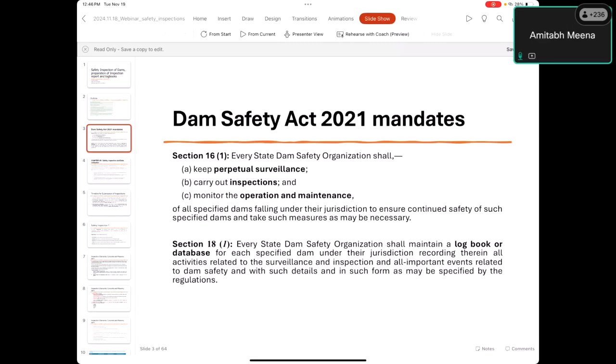Section 31 is specific to inspections only. It gives the responsibility directly to the dam owner, who will bear it through their dam safety unit.